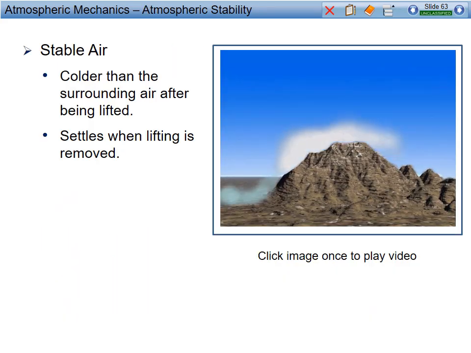When we talk about air and the stability of air, we'll first look at how air acts when it is lifted. Stable air would be air that is colder than the surrounding air after it has been lifted, and therefore, since it is colder and by definition more dense, it will want to settle back down to its original altitude and its original condition.